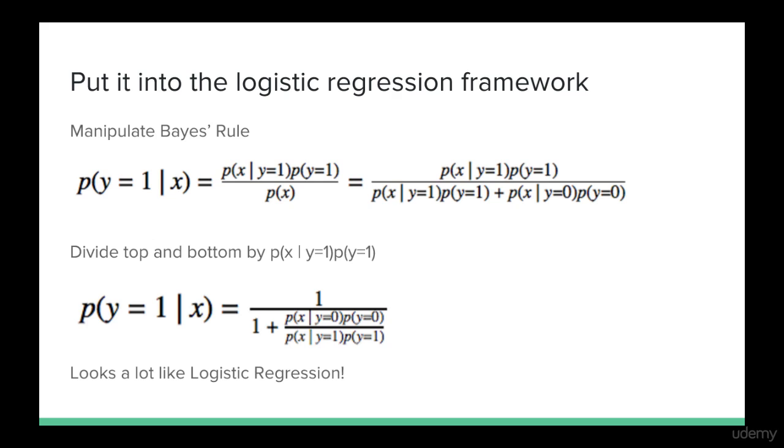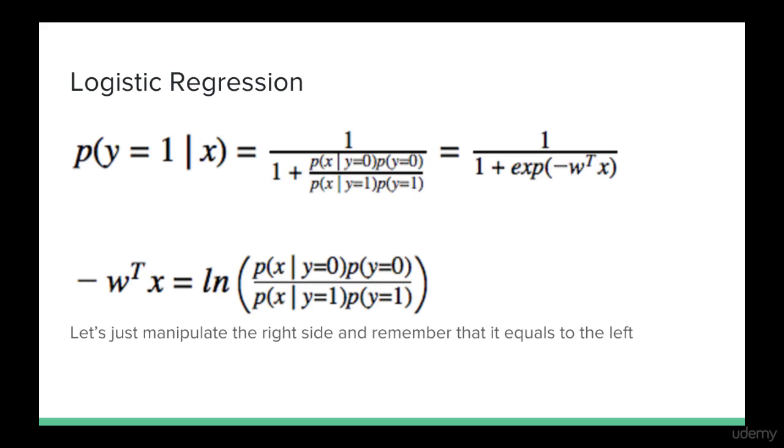The next thing we could do is take Bayes' rule for the positive class, and expand the bottom portion so it looks like the top portion. Next, we divide the top and bottom by what's on top. Now you can see this looks kind of like the logistic regression sigmoid. If we put them side by side, it's easier to see. We see that the negative of the weight times x is equal to the log of the ratio of probabilities from the previous slide.